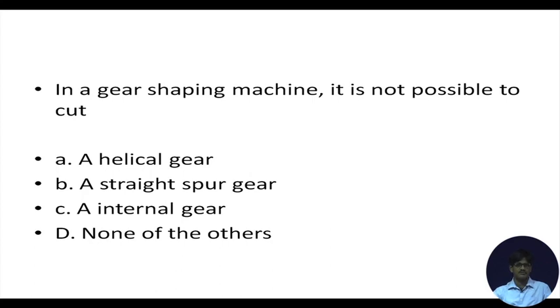Next option, a straight spur gear. In a gear shaping machine, straight spur gear is the obvious thing which can be cut. So, this is not correct. An internal gear can be cut. Okay? Internal gear can be cut. So, none of the others is the correct answer.